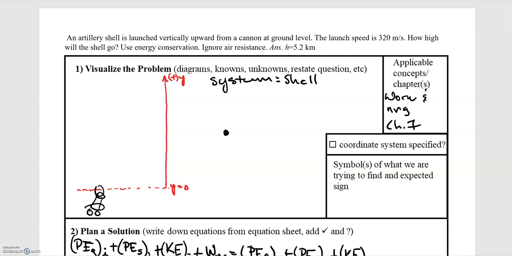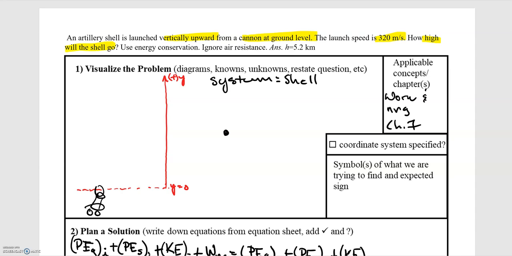So in this video, we'll be going over the example of an artillery shell being shot upwards. We're told that the artillery shell is launched vertically upward from a cannon at ground level. The launch speed is 320 meters per second. How high will the shell go? So we're looking for a height, the maximum height of the shell.